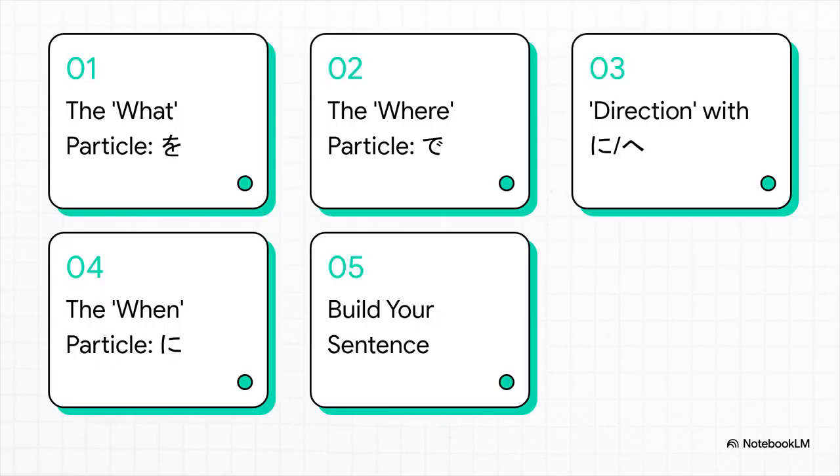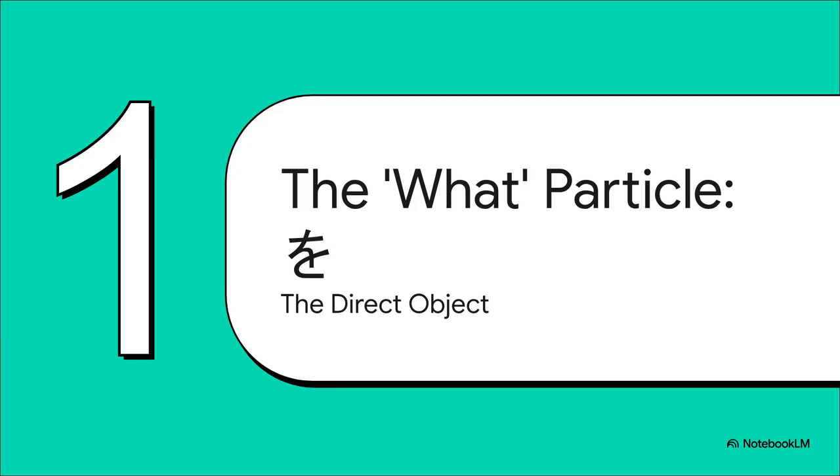So here's our game plan. We're going to cover the particles for what, where, direction, and when. And then we'll put it all together to build some sentences. Think of it like we're adding 4 essential tools to your Japanese grammar toolkit. First up, let's grab our first tool.